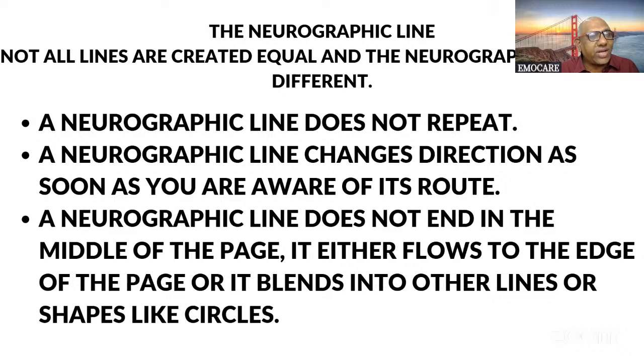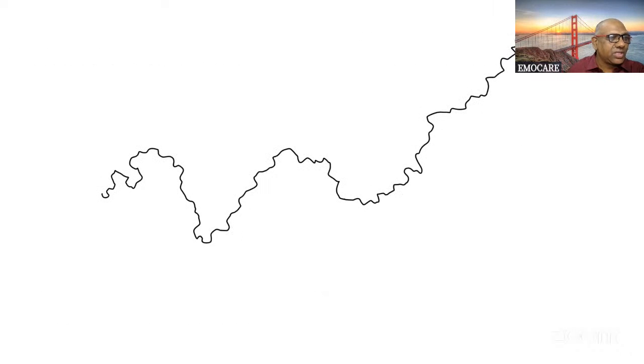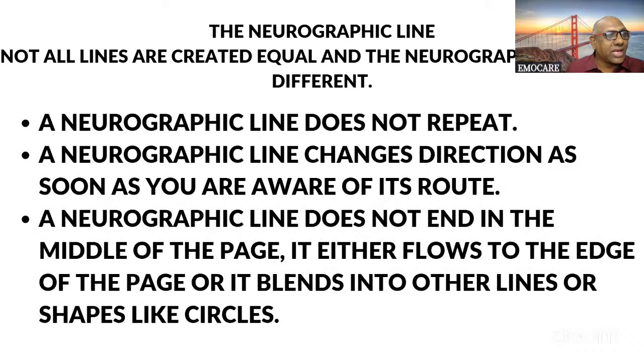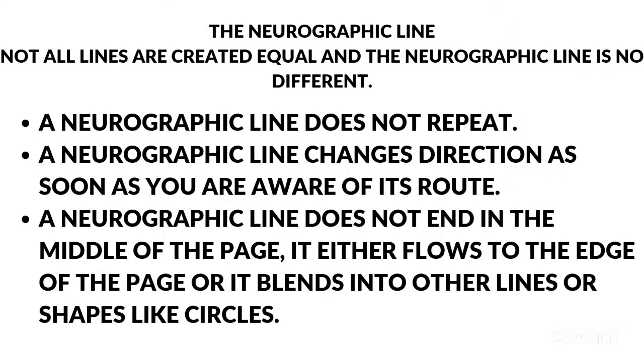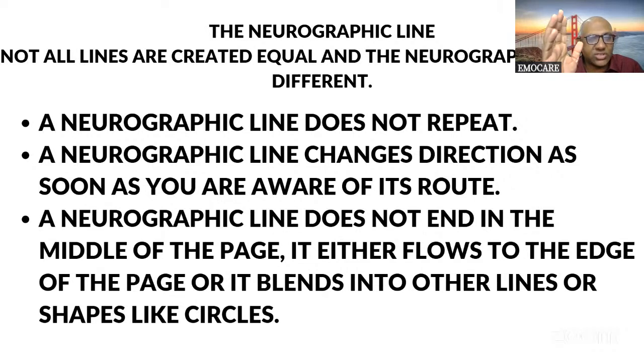So your neurographic line doesn't repeat. See, it started, it changes. The moment you become aware that something is formed, you will change it. A neurographic line changes direction as soon as you are aware of its route. So for your mind, it looks like, okay, it becomes a line, you will change it. A neurographic line doesn't end in the middle of the page. It just goes on. It either flows to the edge of the page or blends into other lines or shapes like circles. So it will just merge.